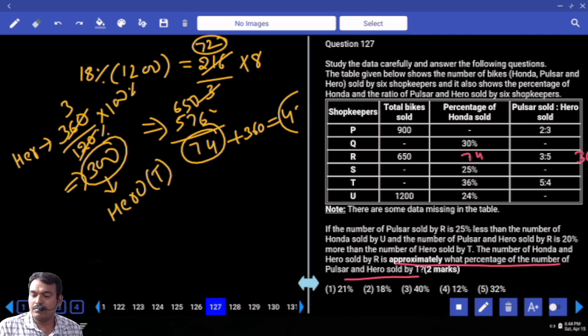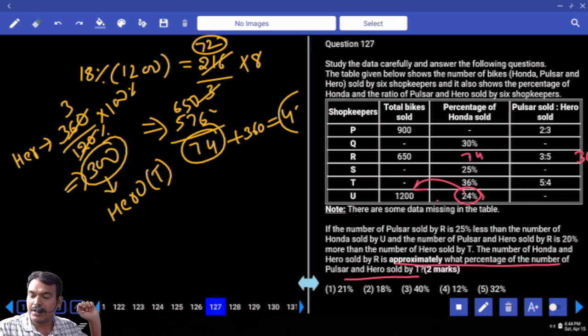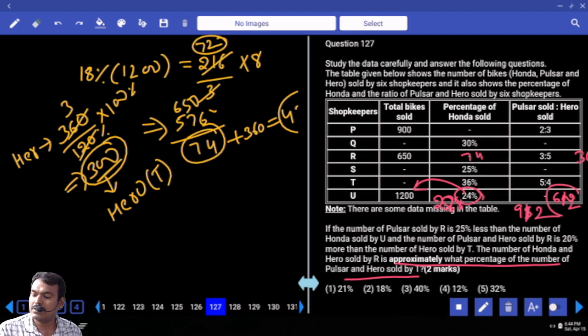Pulsar and Hero. Already here 24% of 1200 is how much? 288. Out of 1200, 288 complete. What is the remaining value? 912. In that 912, already Hero value is how much? 300. 912 minus 300. What is the remaining? 612. Question: Honda and Hero sold by R.